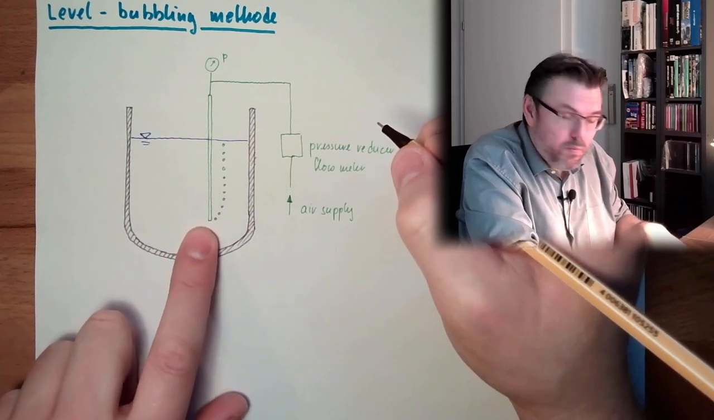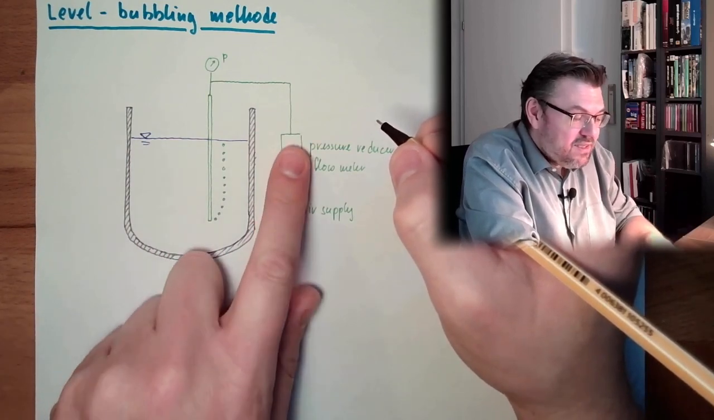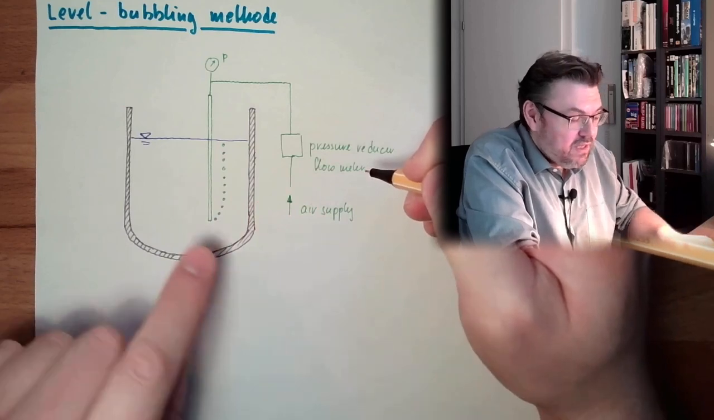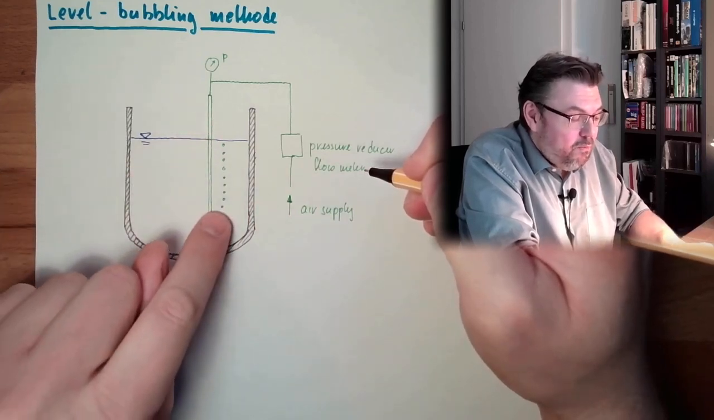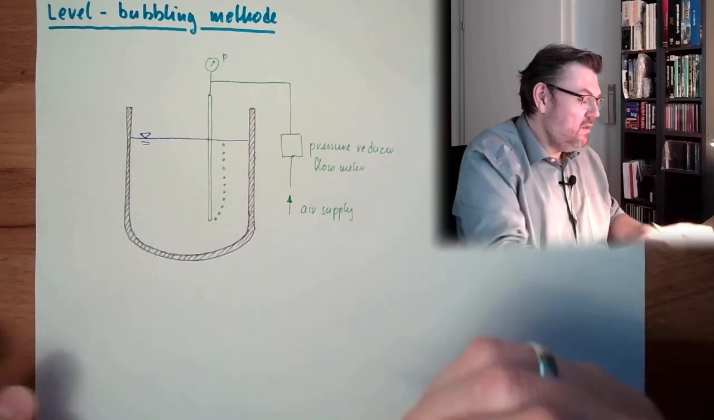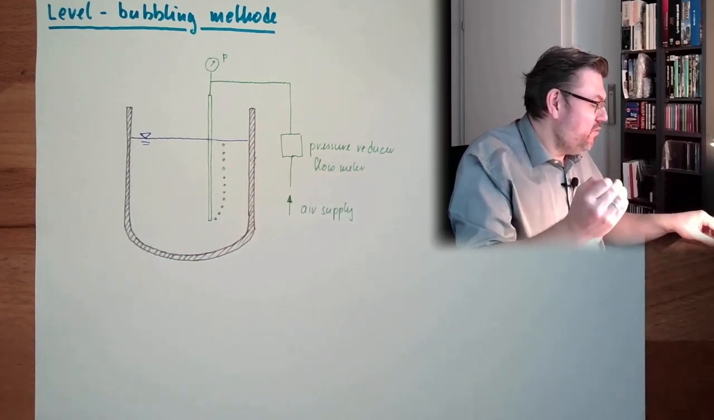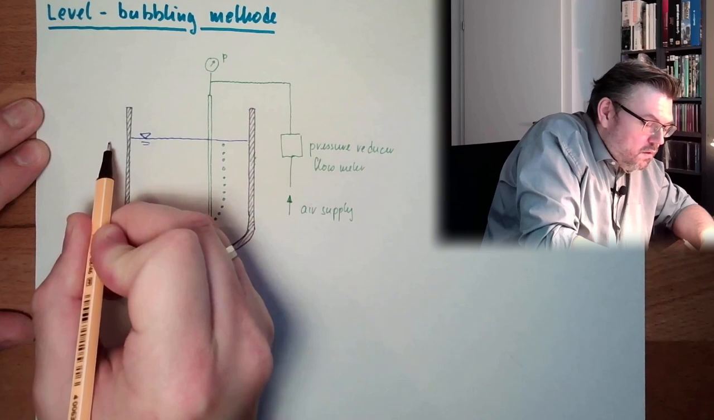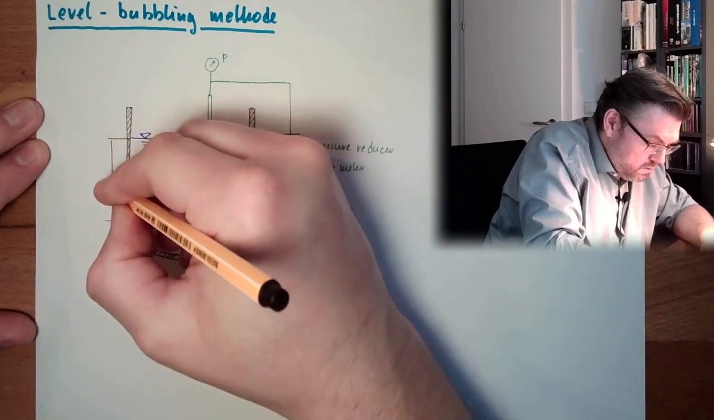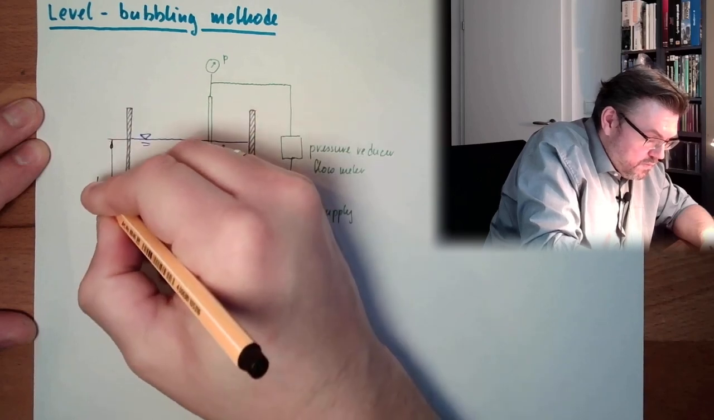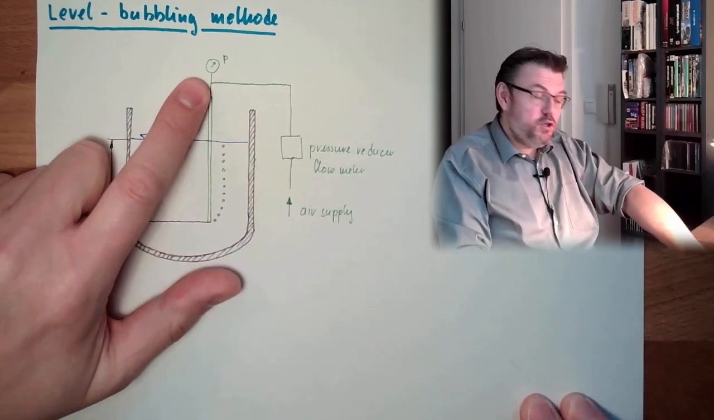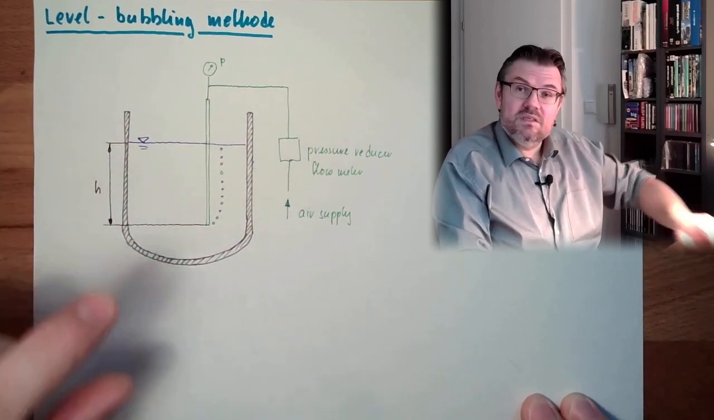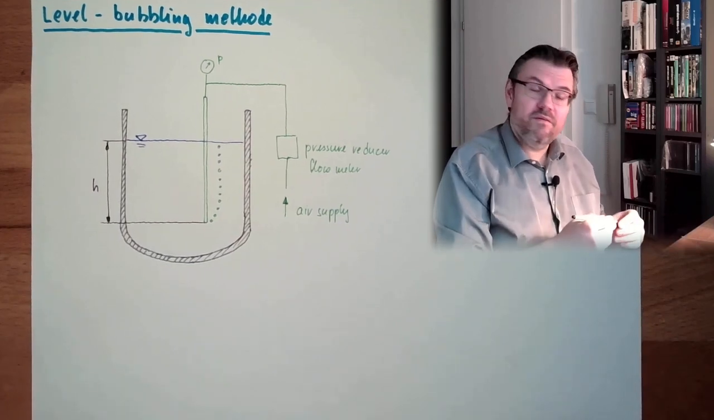Okay, so it's open at the bottom, and I just let in enough pressure that there is a little flow. This flow can be detected, and I know exactly the pressure which is needed to let the bubbles bubble out. And because this pressure is reflecting the hydrostatic pressure of this height here, from the pressure needed to reach a certain airflow, I can calculate this height. This is what I want to measure, right? I want to measure the level in this tank.